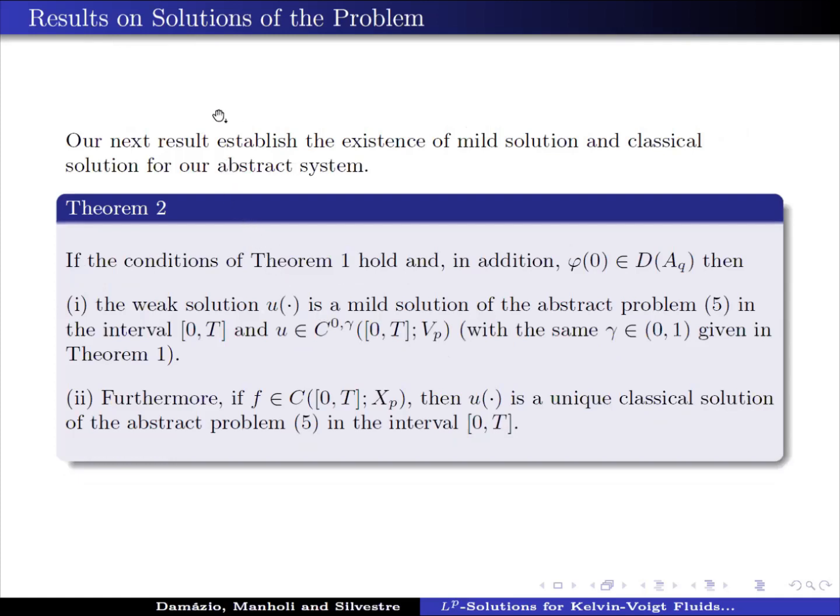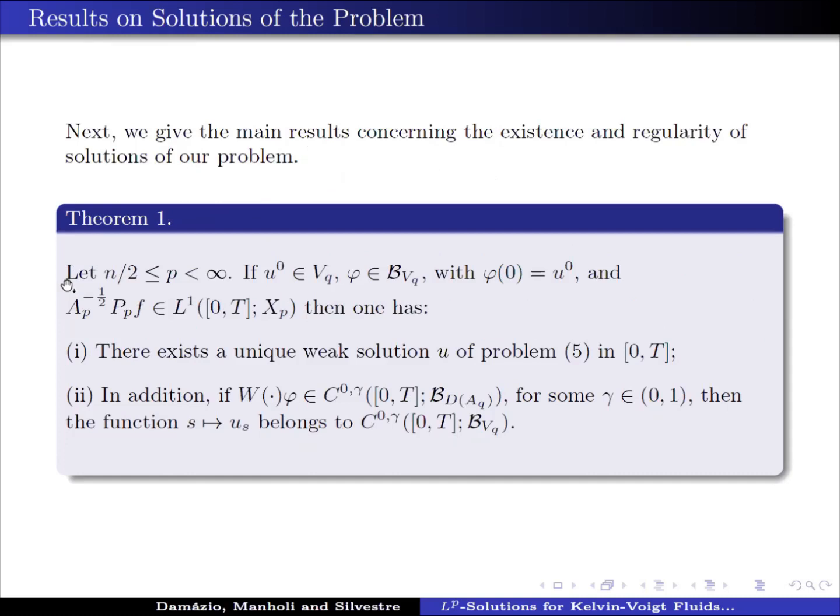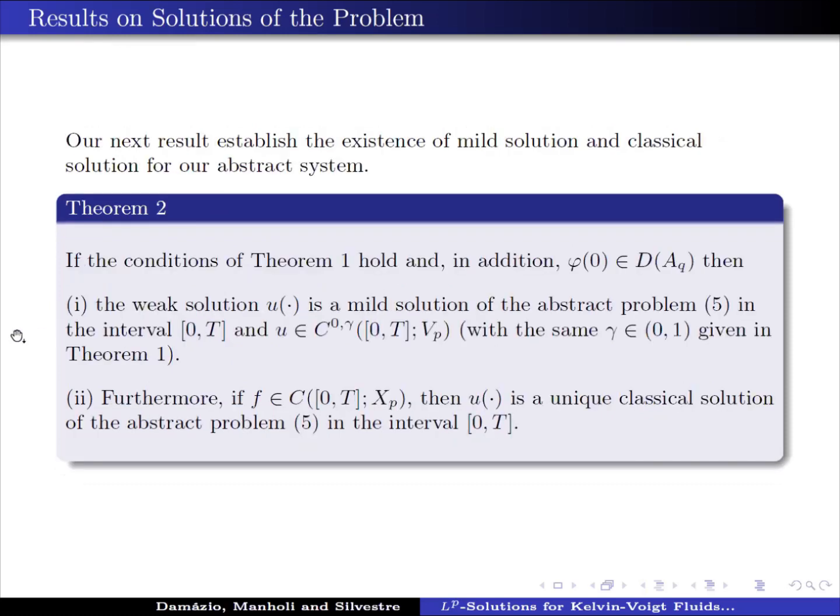The next result concerns mild solutions and classical solutions for our problem. Besides these conditions for our data, for the force, we improve a little bit the condition of the projection in zero. Now we require that this projection should be in the domain of AK. If you do this, we can prove that the weak solution we got in theorem one is indeed a mild solution. And in this case, the solution U is Holder continuous with this exponent gamma.